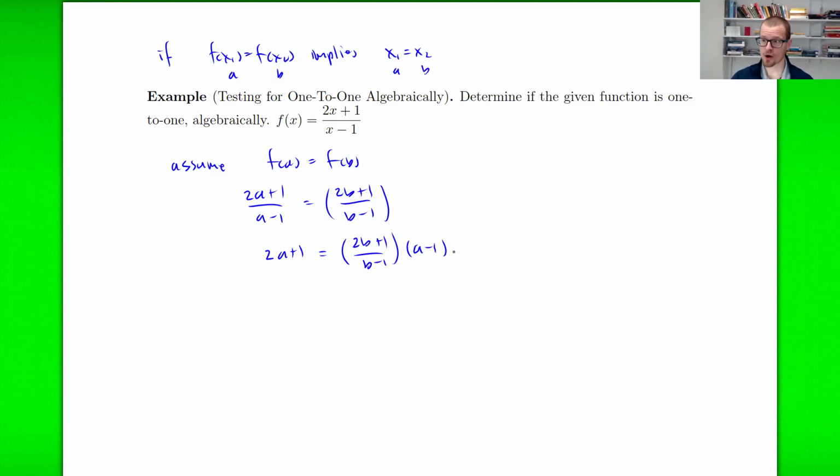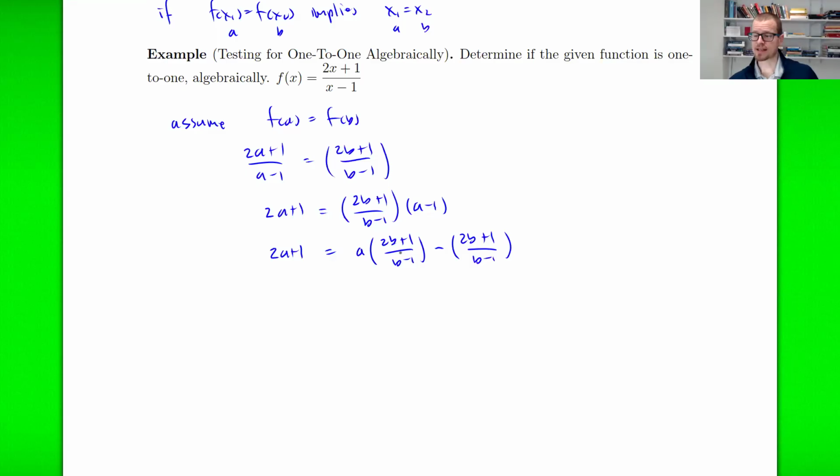Now, if I want to get a alone, then I'm going to need to distribute this thing into there. So I have 2a plus 1 is equal to, distribute to a, and I'm going to end up with a times 2b plus 1 divided by b minus 1, and then distribute to the negative 1, and I'm going to have simply negative 2b plus 1 divided by b minus 1.